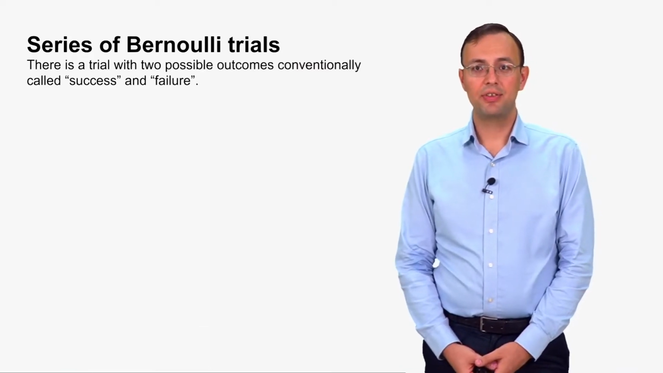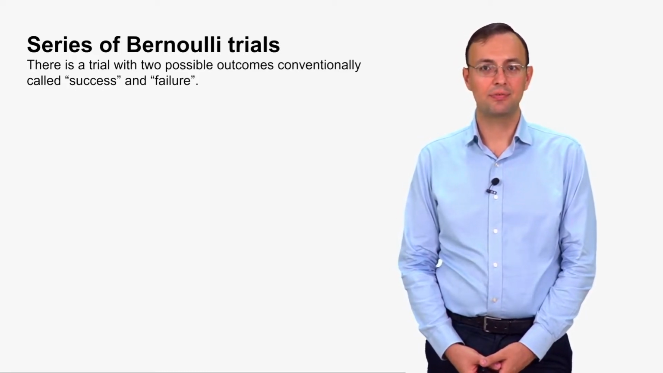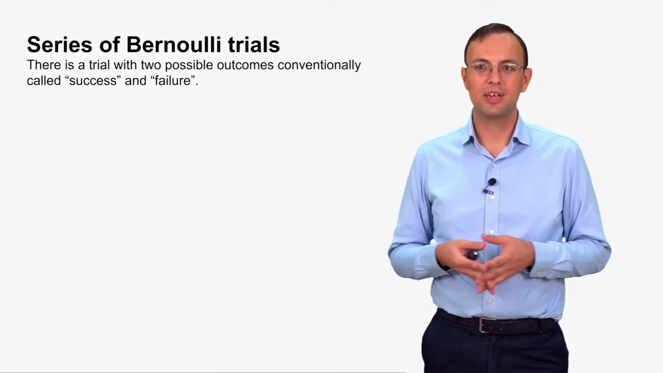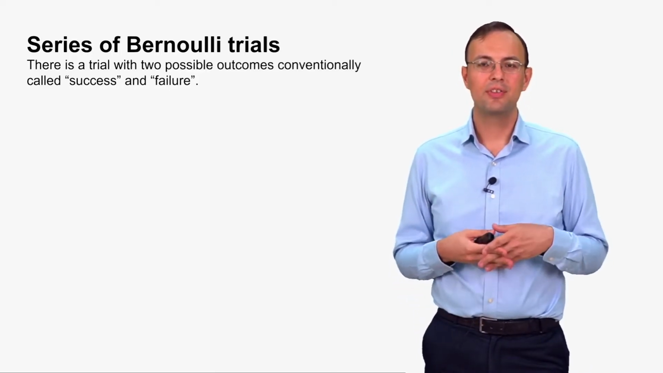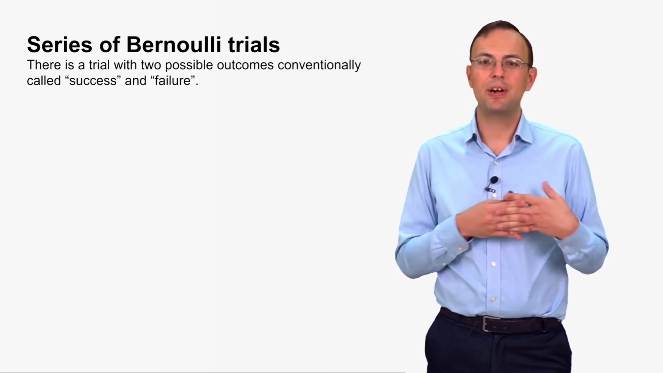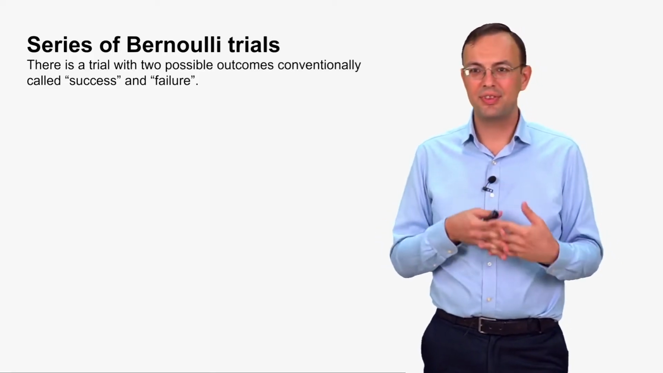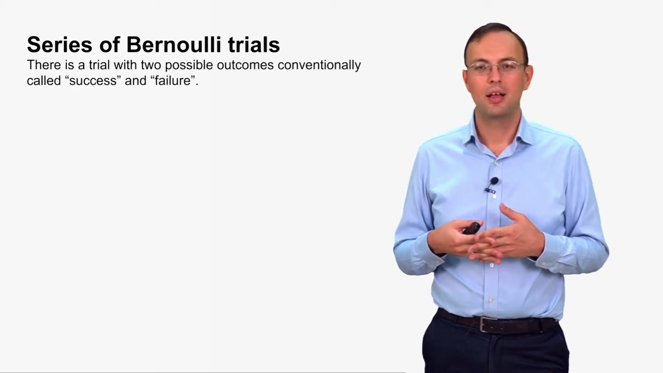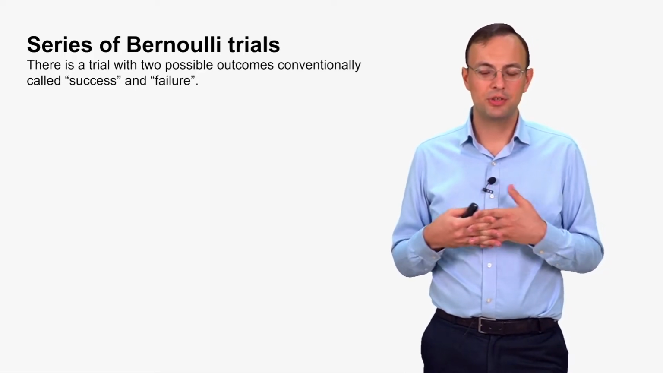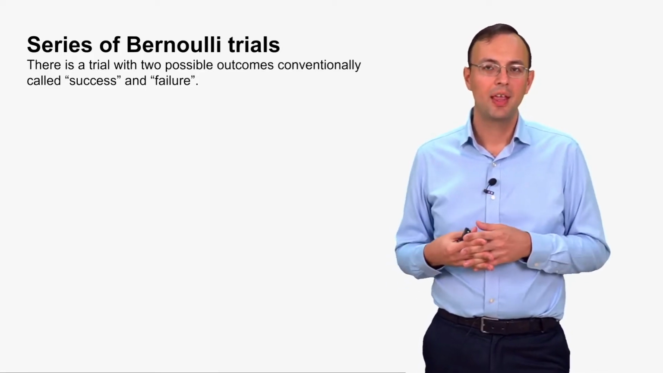Suppose that there is a trial with two possible outcomes that are usually called success and failure. These are just conventional names. This success can be something very far from success in our ordinary sense, but still this is just terminology. That is why these outcomes are usually called a success and a failure.